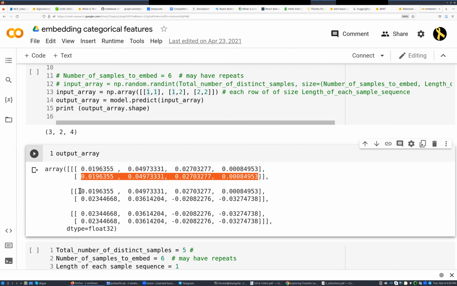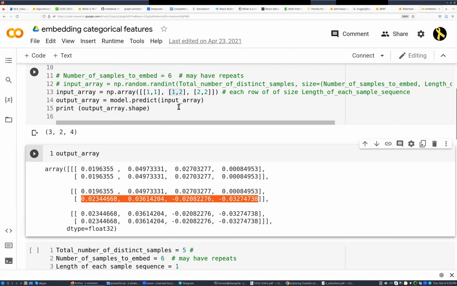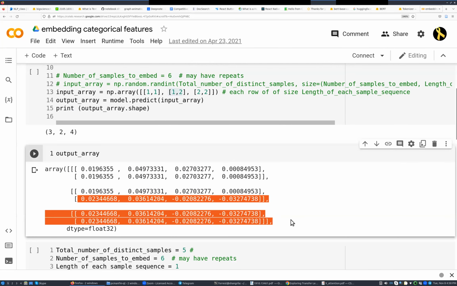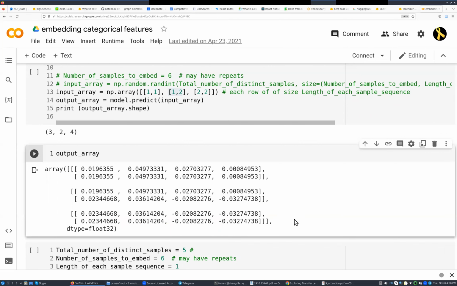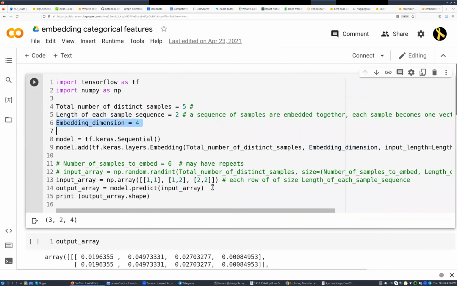initialized embedding vectors. Now look at the second one, which has 1, 2. The first one has the same embedding vector as these 2, while the second one is different. And the last one I have 2, 2, so you can see the 3 are the same. And why do we have 4 numbers in each embedding? It's because I said I want my embedding dimension to be 4.